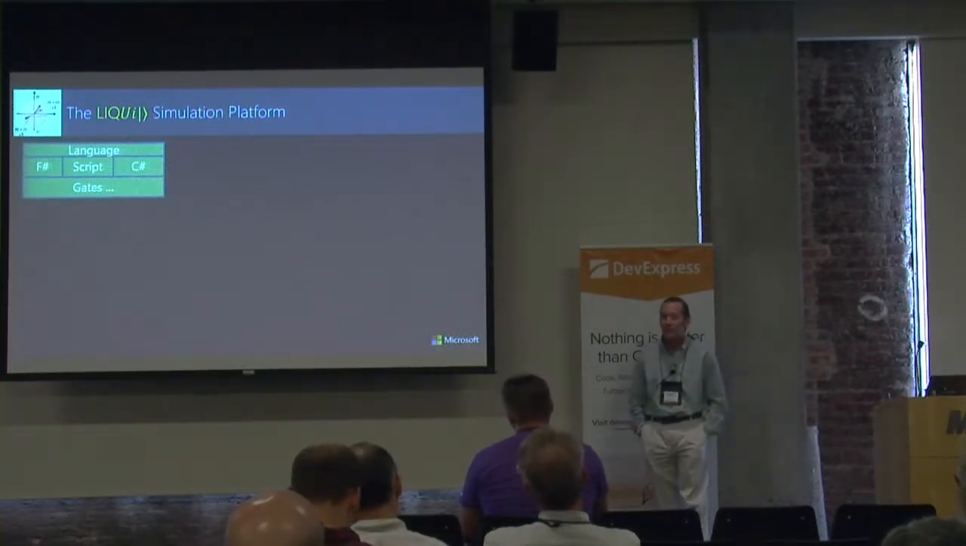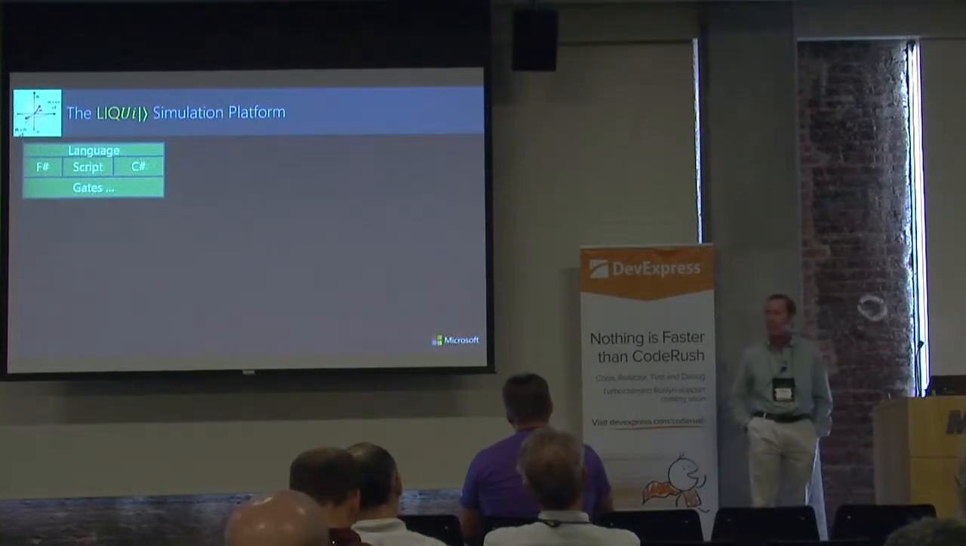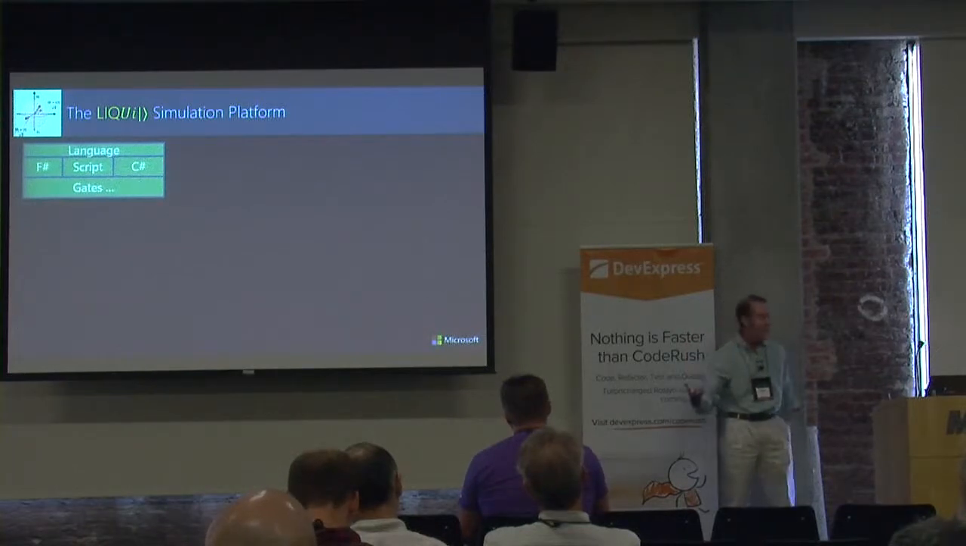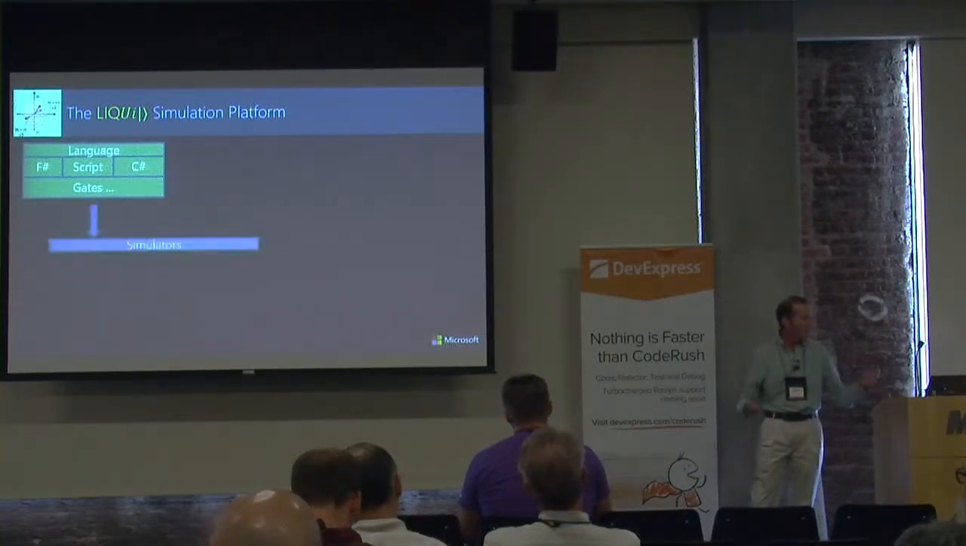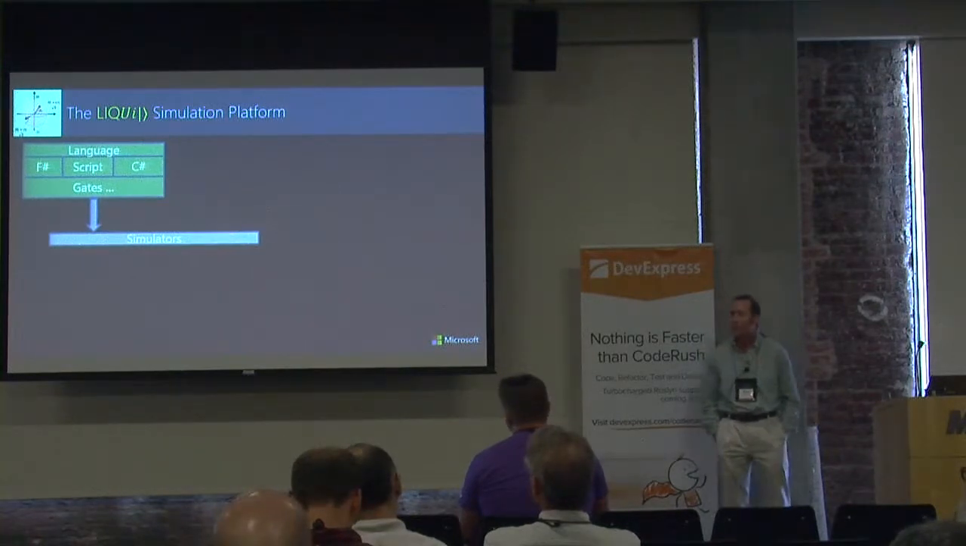And since this is F#, everything gets compiled into functions. So a gate is a function. That C0 that you saw and all the others are just functions. You call them like any other function. Once you've built this entire system, it gets sent off to a suite of simulators, depending on what you're doing.